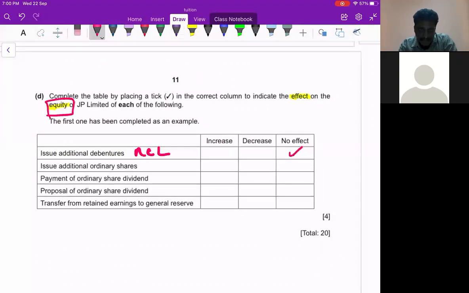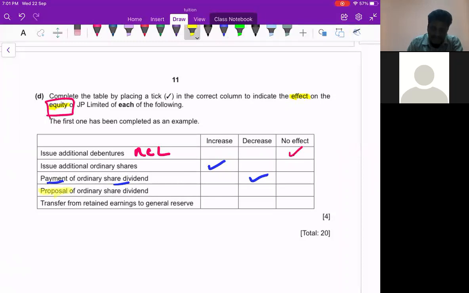Okay, next one. Issue additional ordinary share. If you sell more ordinary share, your equity will be increased. You sell more share, you will get more capital. So your equity will be increased. Payment of ordinary share dividend. If you pay dividend, you will minus in retained earning. If your retained earning minus, your capital also will minus, equity will be reduced. Capital and equity same one.